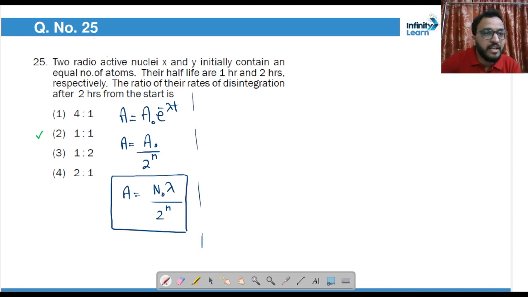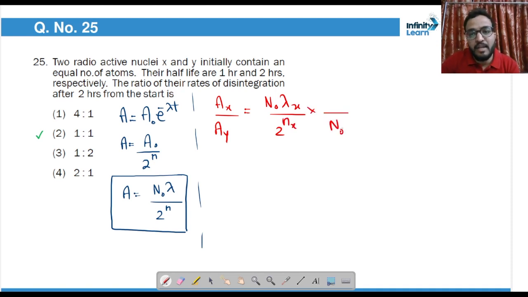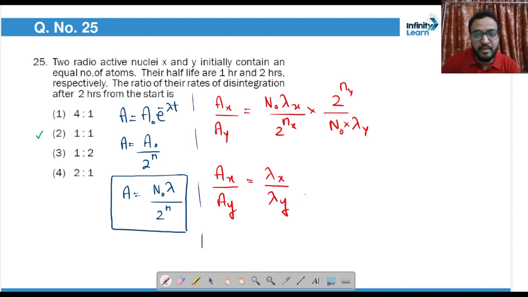Now let's move ahead. Ax upon Ay. Initially the concentrations are the same, so there is no problem. That is N naught into lambda of x upon 2 to the power nx, divided by N naught into lambda of y upon 2 to the power ny. So Ax upon Ay will be equal to lambda x upon lambda y into 2 to the power ny minus nx. This is the answer.